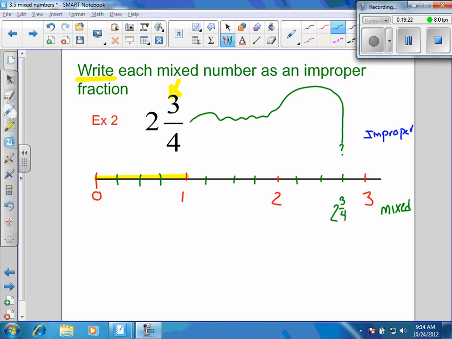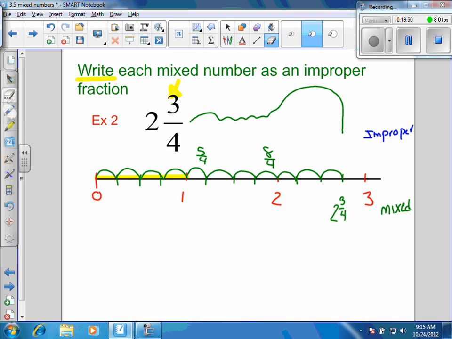10/4. Do you guys agree? 10/4? Really close though. Should we count again? 1, 2, 3, 4. Right, that's 4/4. 5, that would be 5/4, right? 6, 7, 8/4. You want 9, 10. What should it be? 11/4, right? Okay, that's going the long route.